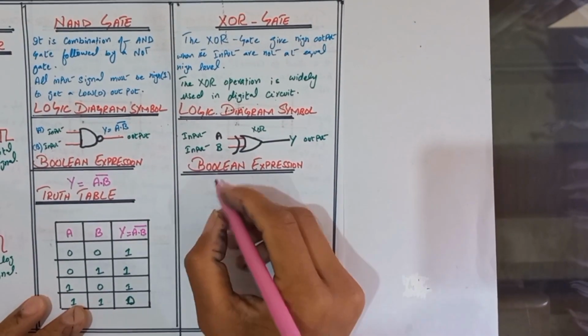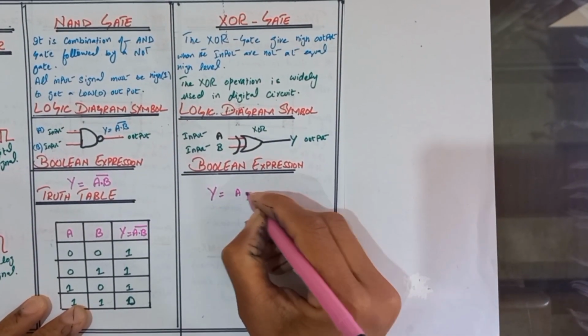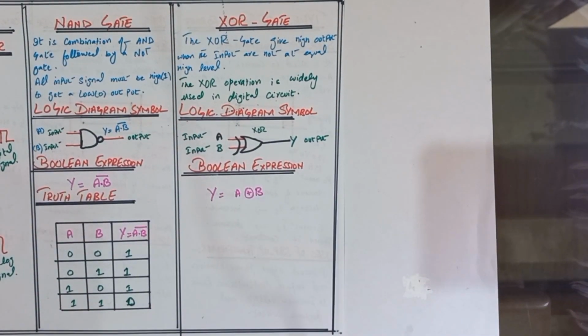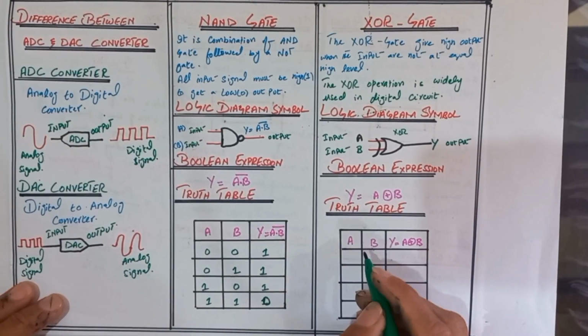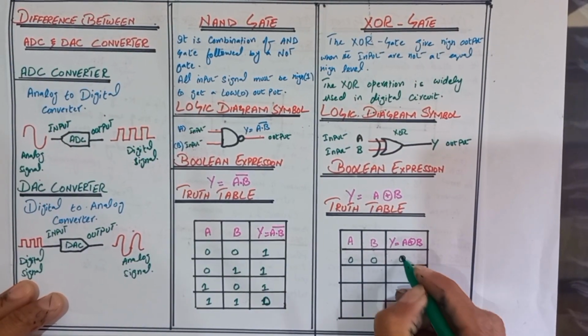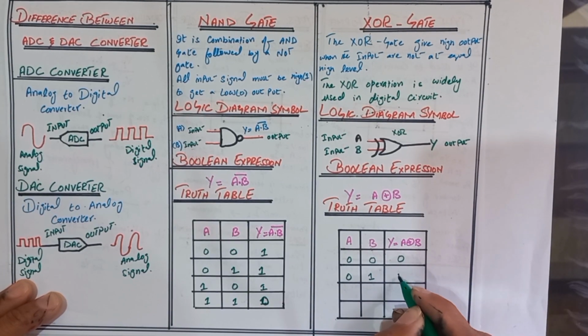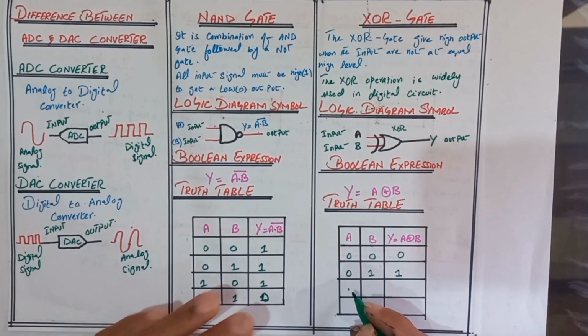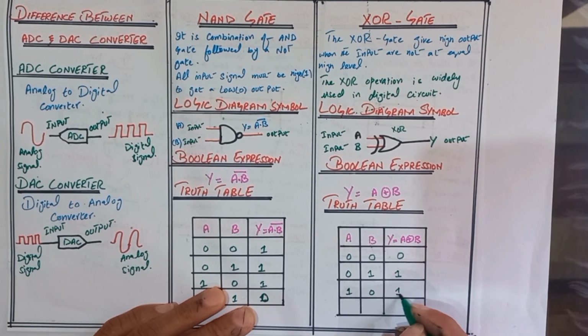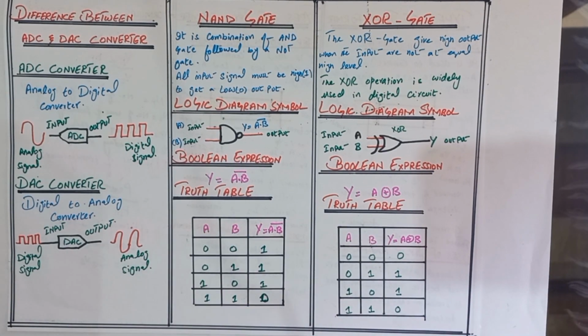The Boolean expression of the XOR gate is denoted by Y = A ⊕ B. If both inputs are 0, the output is also 0. If the inputs are 0 and 1, the output is 1. If the inputs are 1 and 0, the output is 1. If both inputs are 1, the output is 0.